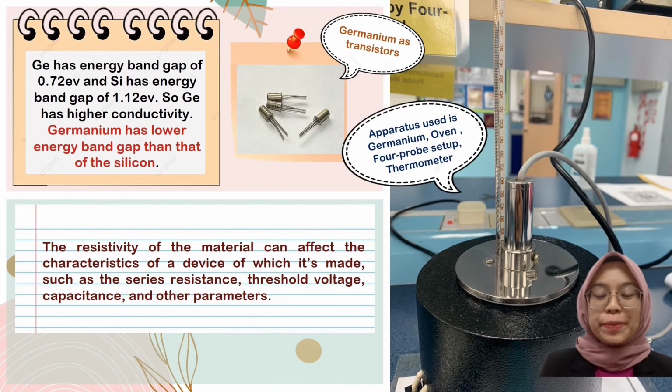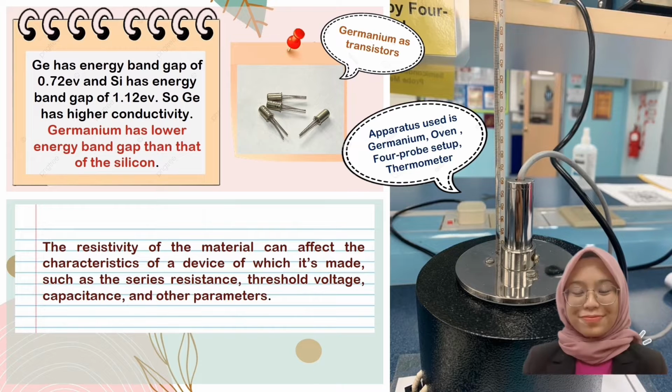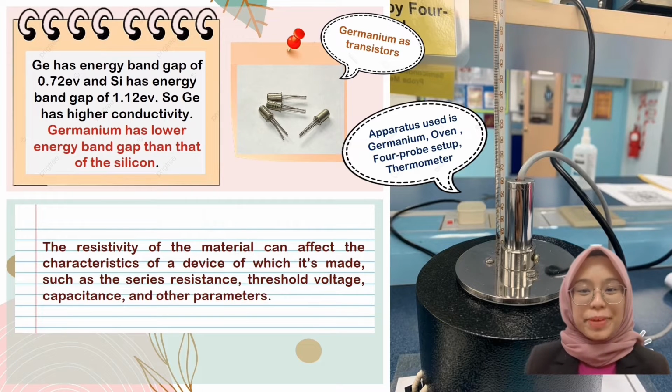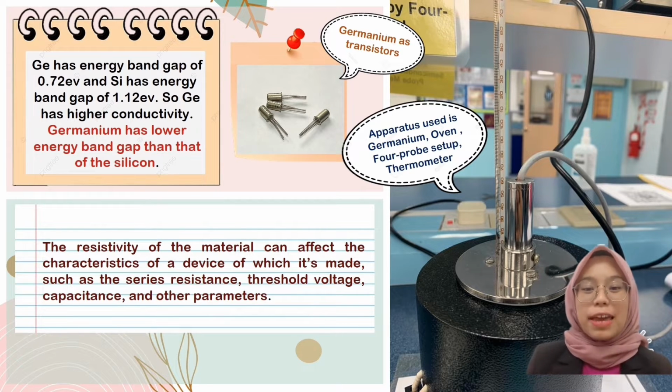We use germanium in this experiment. It is because it has a lower band gap and has higher conductivity. In addition, by lowering germanium's resistivity, it increases the ability of germanium to conduct electricity. Doped germanium is utilized in camera lenses, infrared spectroscopes, electric guitar amplifiers, and many more.